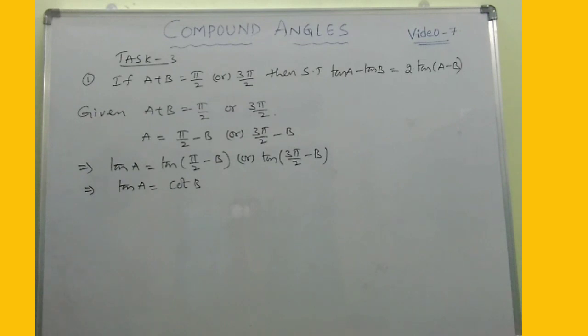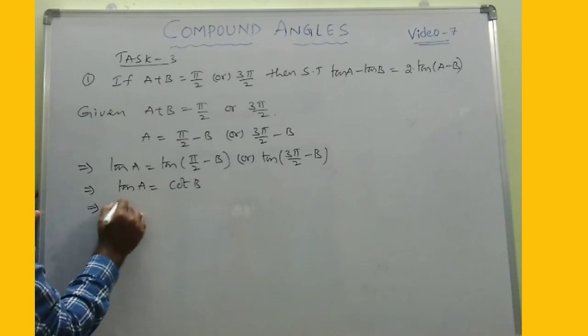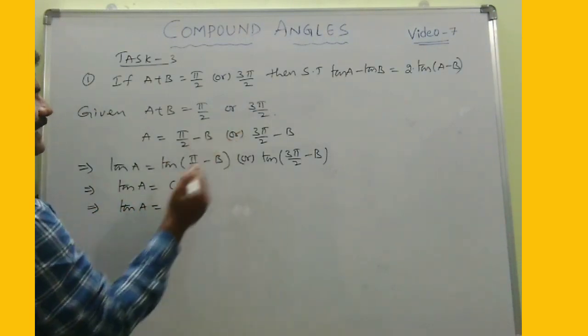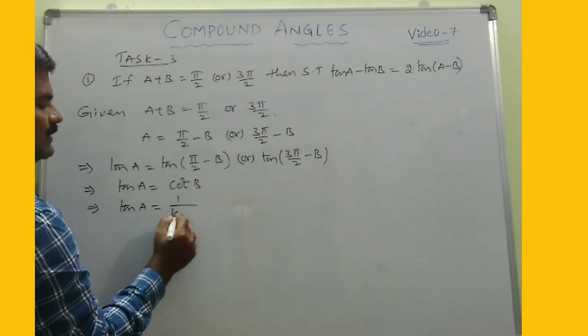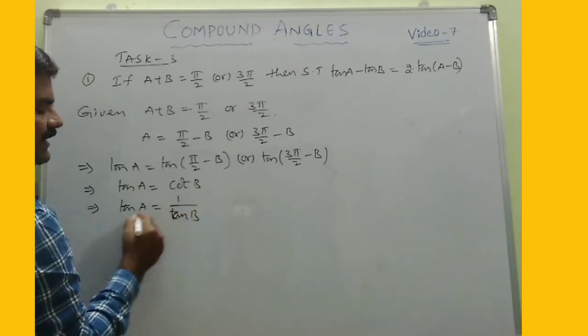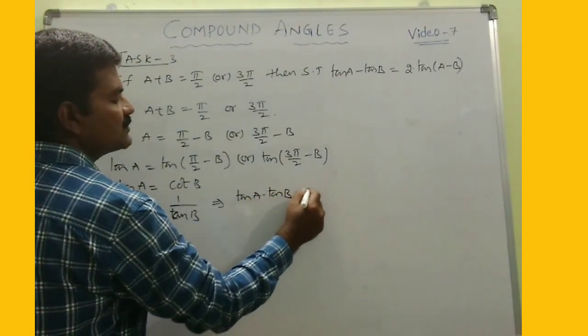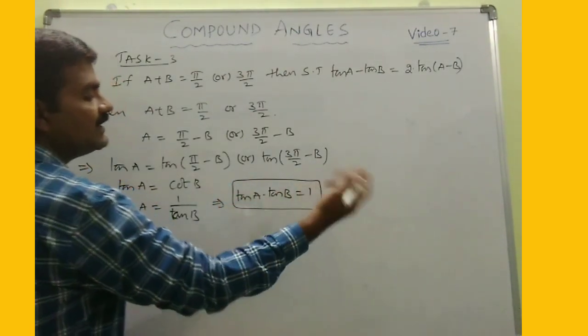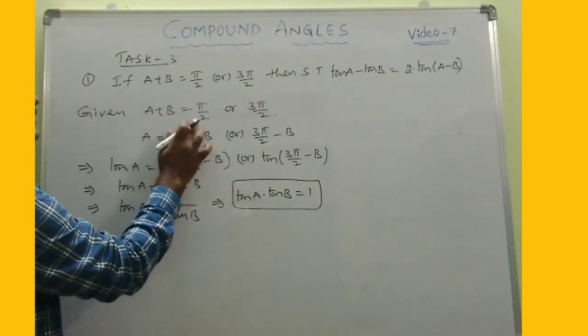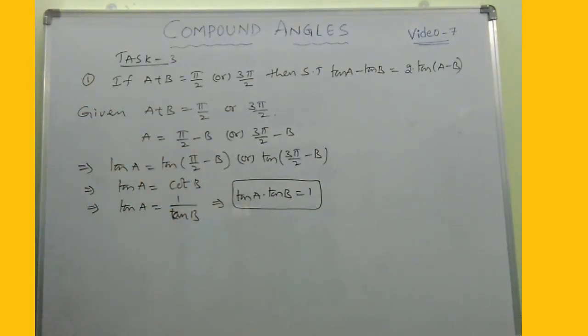Equals to cot b itself. Since the problem is purely in terms of tan, may I write 1 by tan b? On cross multiplication, tan a into tan b is equals to 1. Of course, we proved this even earlier also. I told you, when a plus b is equals to 90, when the sum of the two angles is complementary, then tan a into tan b is equals to 1. This is the standard result, my dear. You can remember it always.